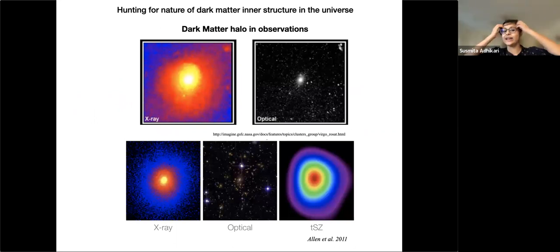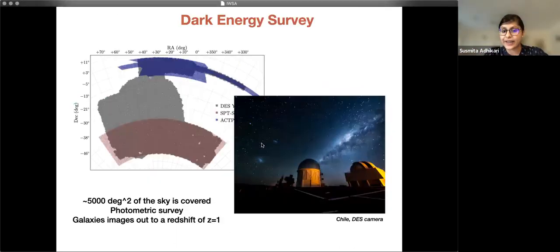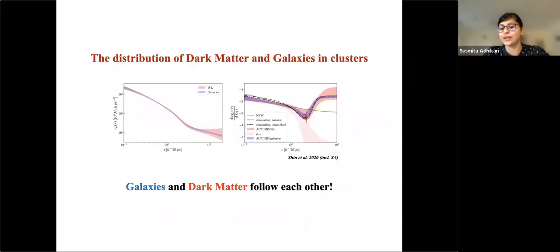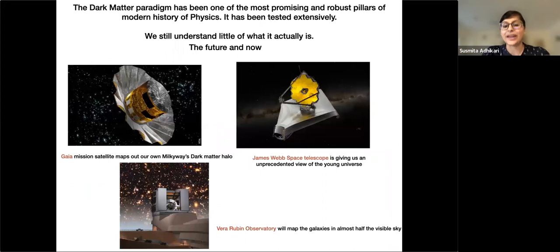And finally, I work with observers in the Dark Energy Survey. This is a telescope in Chile, in America, and they observe these clusters of galaxies directly. And I use their data to infer various properties of these objects. Okay, I'll just come to the close.